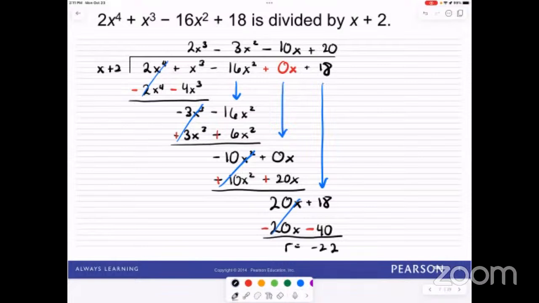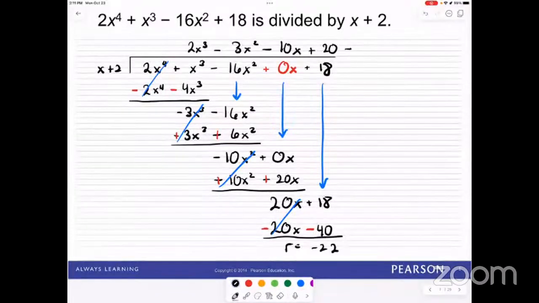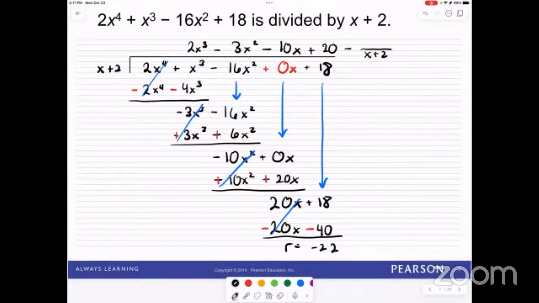Our claim is that the dividend divided by that divisor gives us this quotient with a remainder of negative 22. Another way we can write that remainder is plus r over our divisor. So in this case, it would be minus, our bottom would be x plus 2, and on top we're going to have the 22.